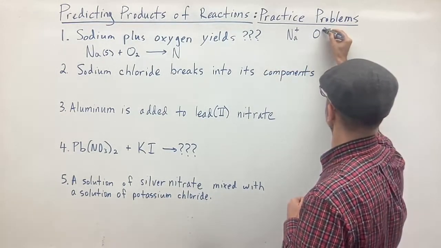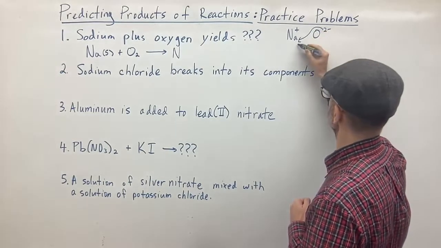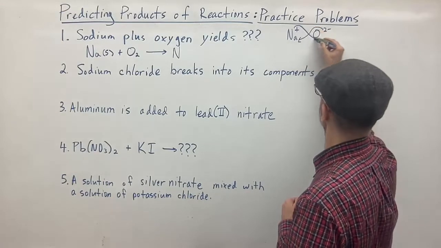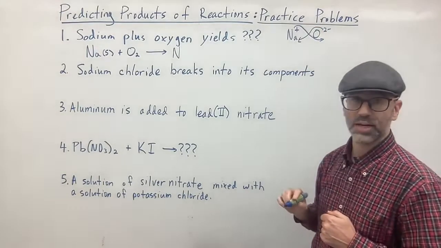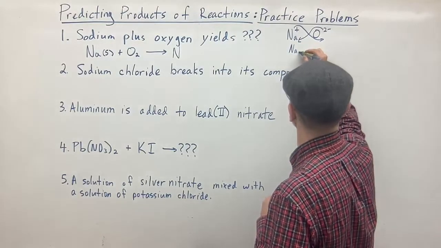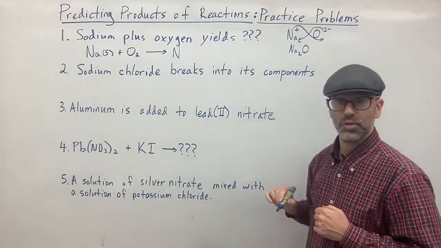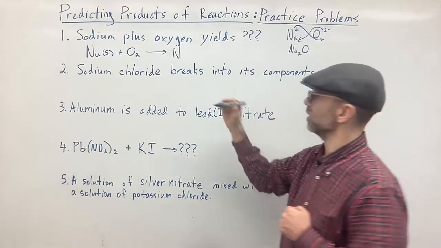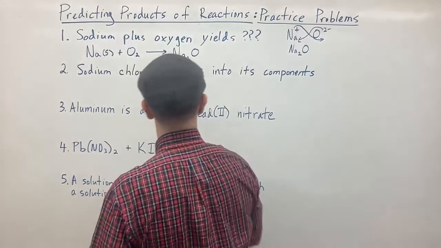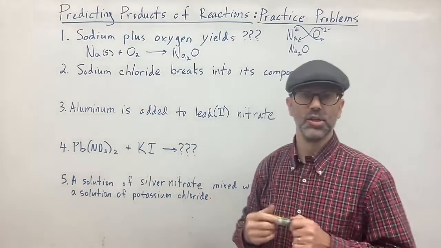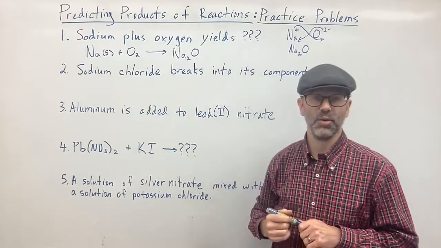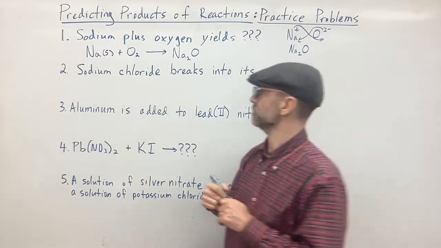And we do the crisscross method. So the 2 becomes a subscript for the sodium, and the 1 here is a subscript for the oxygen. We don't write ones, so the product would have to be Na2O. So that's our neutral product. So this is going to be Na2O for our product. So now we have our product. And so the only thing we need to do now is to balance the equation.